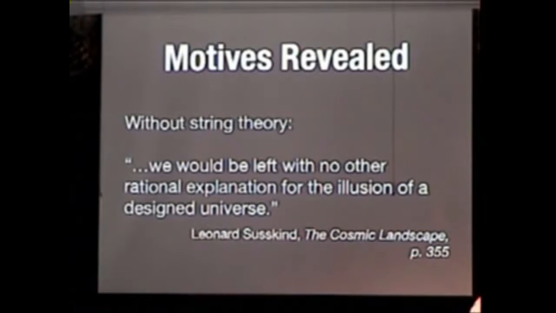Now, that sounds like a pretty goofy idea. What's driving all of this? Well, because without string theory, we would be left with no other rational explanation for the illusion of a designed universe. See, the idea is, they admit our universe is extremely unlikely. 1 out of 10 to the 120th power, right? I mean, that's impossible, basically. But if you have 10 to the 500 universes to pick from, there's going to be one very unlikely one in there somewhere, and we just happen to be in that one.